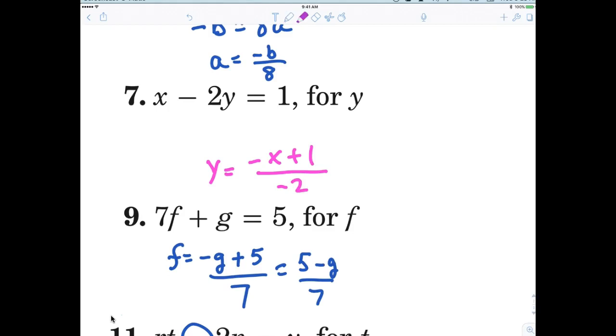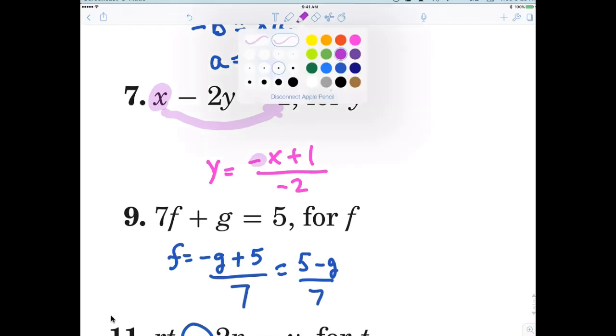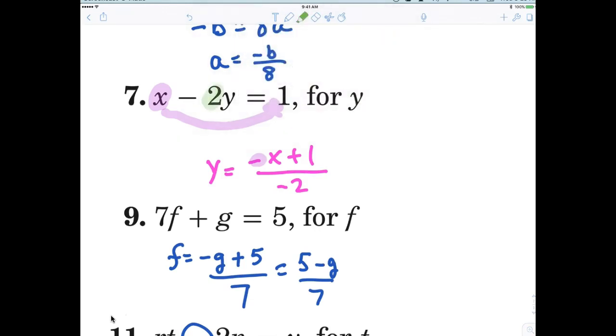All right, so again, very important. This x was moved over. So it's positive on the left, so it's negative on the right. There is a what? -2 now. All right? That's multiplying -2 times y. So to undo multiply, I do what? Yes, that's the answer. All right?